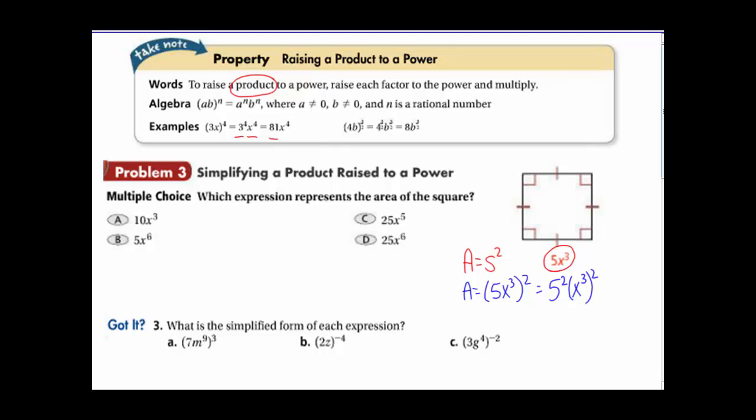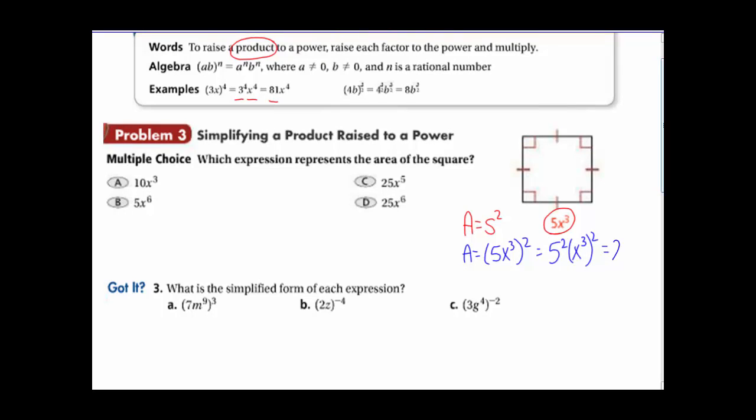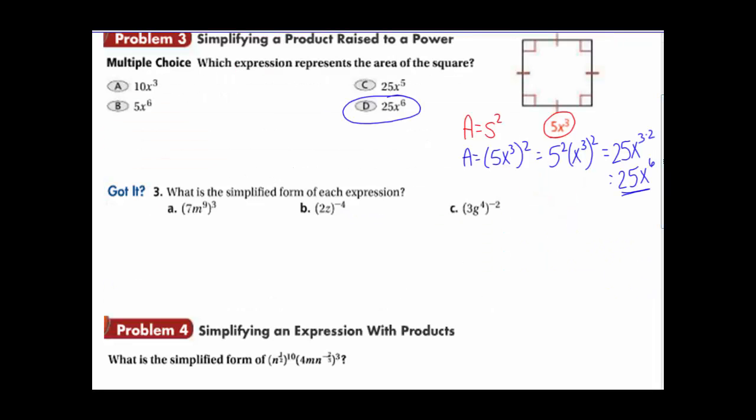So we're just taking the 5 and raising it to the squared power and the x cubed raised to the squared power. So 5 squared would be 25. And if we use our power to a power rule, x cubed raised to the 2nd power would be x to the 3 times 2, or x to the 6th. So that would be letter D. Let's look at number 3. What is the simplest form of each expression?